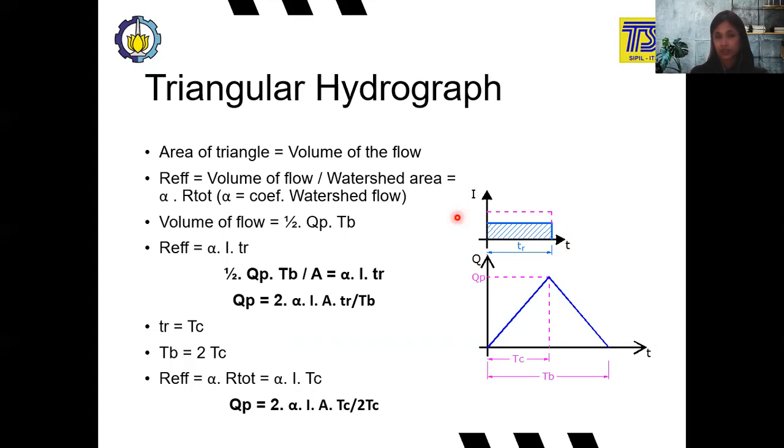The area of this triangle equals the volume of the flow. So with a triangular hydrograph, you can calculate the volume of the flow by calculating the area of the triangle. Here, the time of the rain equals the time of the peak, which means the rainfall duration is the same as the time needed to reach the peak discharge. So after reaching the peak discharge, the rain has already stopped, so there is no more addition to the hydrograph. The shape will be triangular like this.